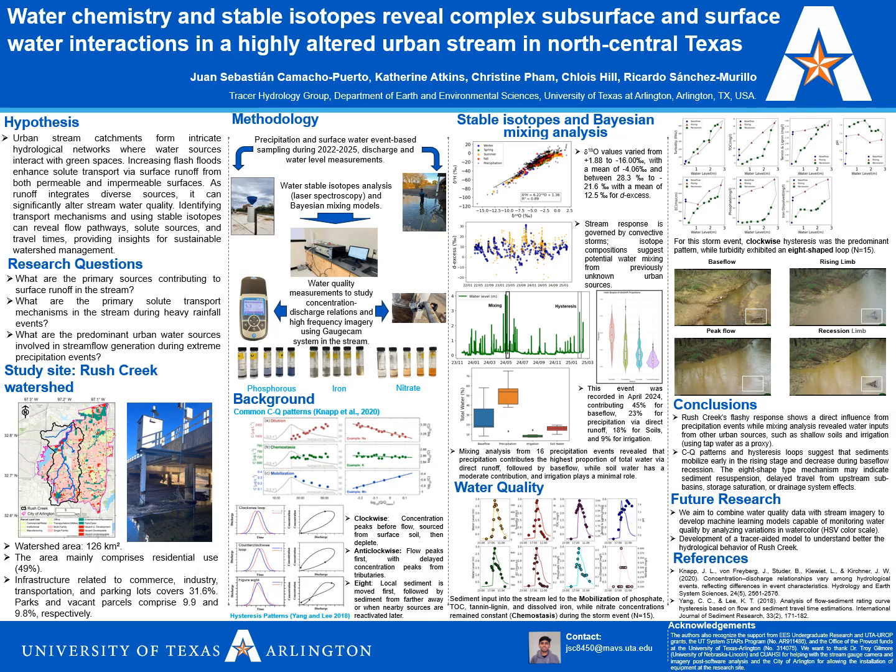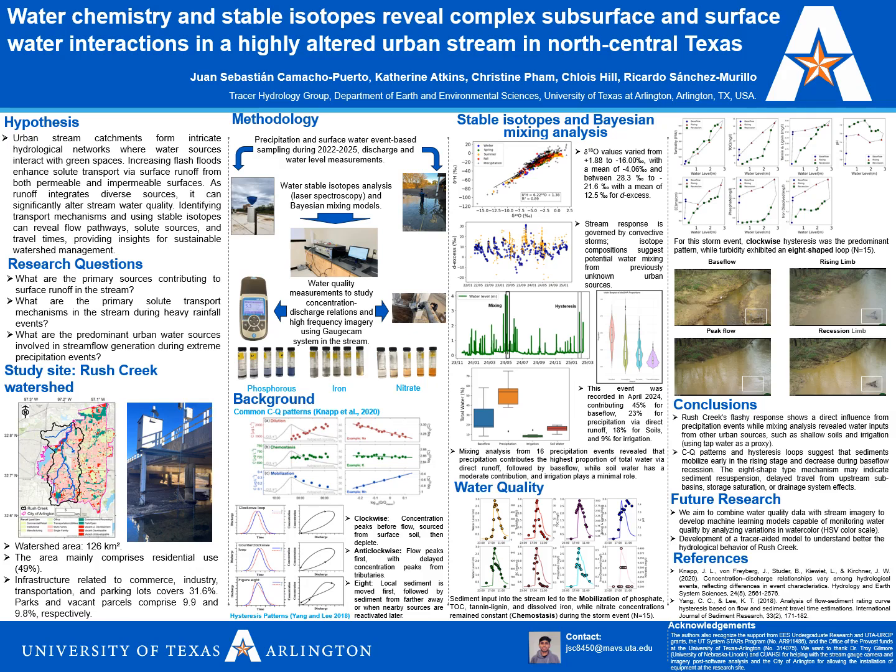During rainfall events, flash flooding can enhance solid transport via direct runoff from permeable and impermeable surfaces. As runoff integrates diverse sources, it can lead to significant alterations in the water quality of the stream. By identifying the transport mechanisms and using water stable isotopes, we can reveal the flow paths, solid sources, and travel times, providing insights for sustainable watershed management.